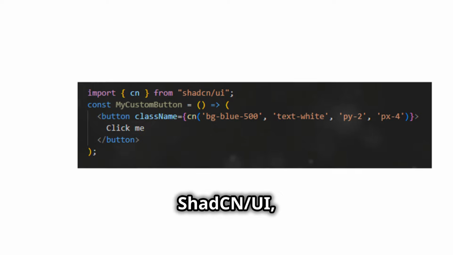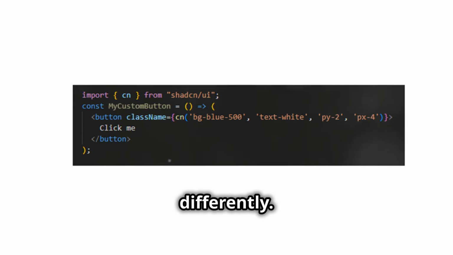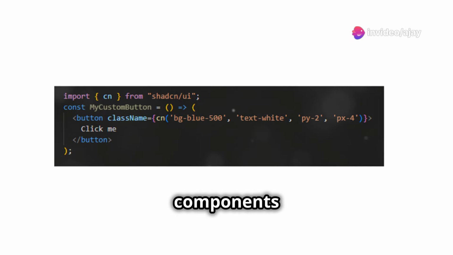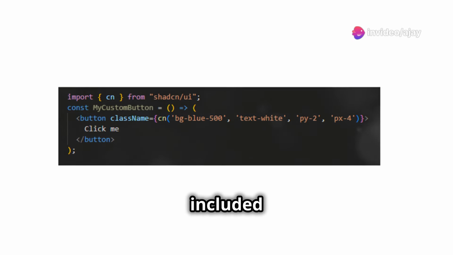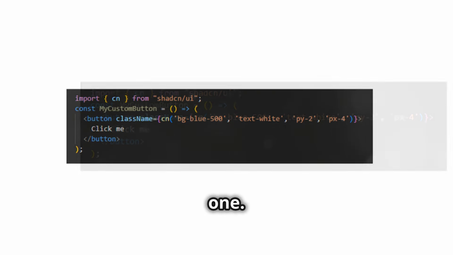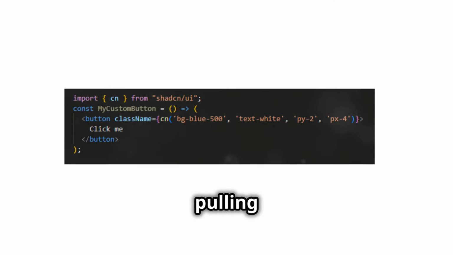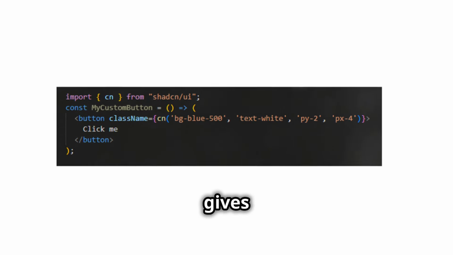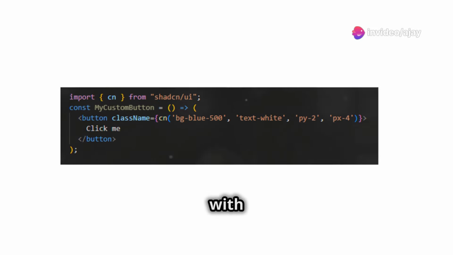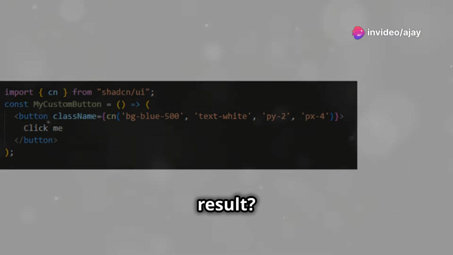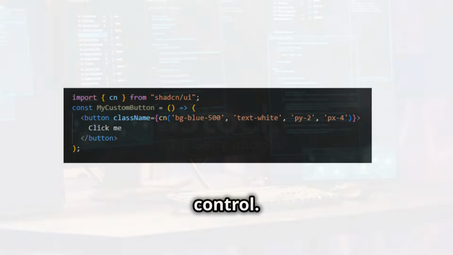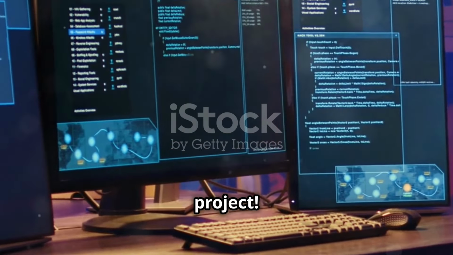But with ShadCN UI, things work very differently. You're not importing a massive library. There are 0 pre-built components and 0 CSS classes included up front. This gives you full control over every element from day one. See the difference? Instead of pulling in a full library, ShadCN gives you only what you need, allowing you to build your UI component from scratch with just a few lines of code. The result? No bloat, no hidden CSS you have to override. Total control.